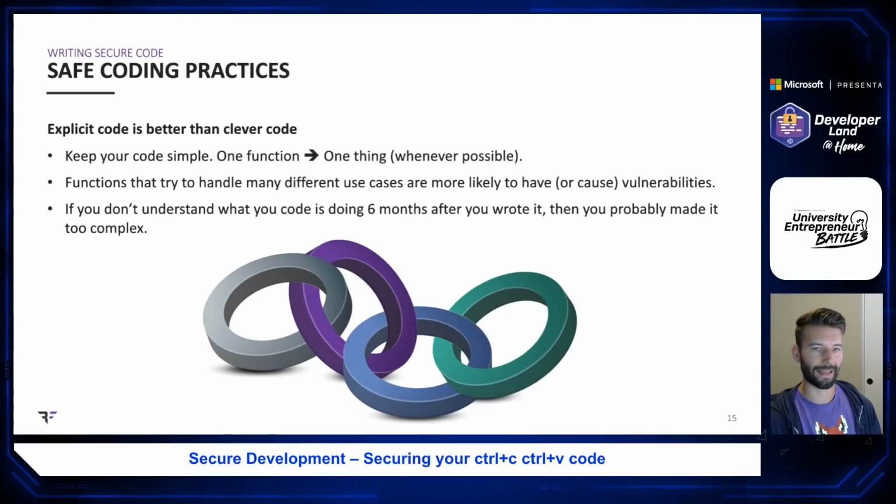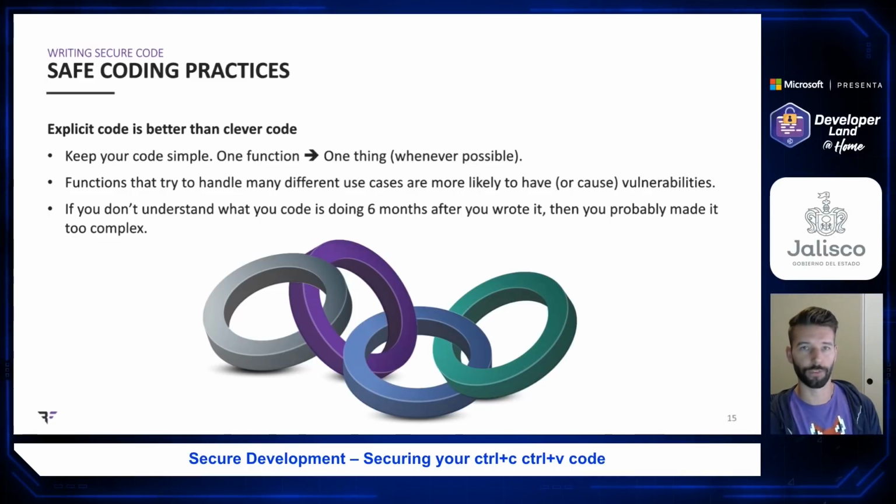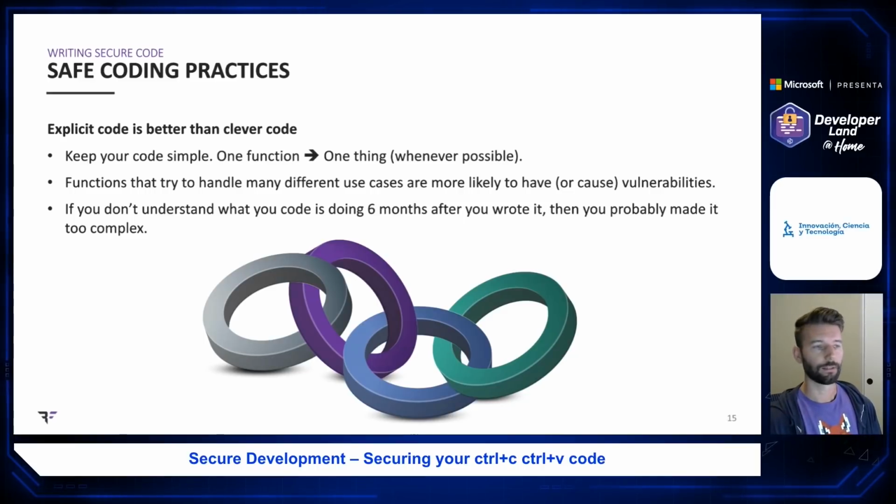And so whenever you can, write simple code. If you can make a function do a single thing, that's typically best. I understand that that's not always possible in complex applications, but you want to keep it as simple as possible. And a good rule of thumb here is if you look back on your code after 6 months and you don't really understand what it's doing, then chances are it's probably too complex and you might need to refactor that code.